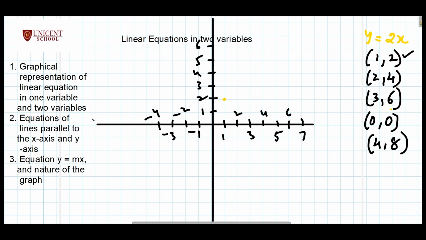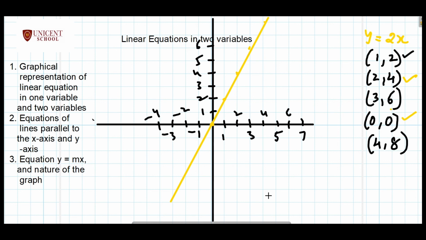Here it is. When x is 2, y is 4. So here it goes. When x is 3, y is 6. So here it goes. And the next point is where both are 0, that is, at the origin. And when x is 4, y is 8, so it goes somewhere here. Right. Now when I join these points, I will get a straight line, and we see that it passes through the origin.